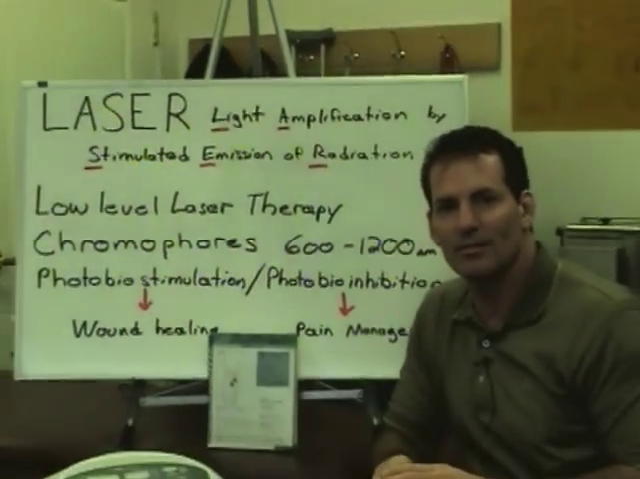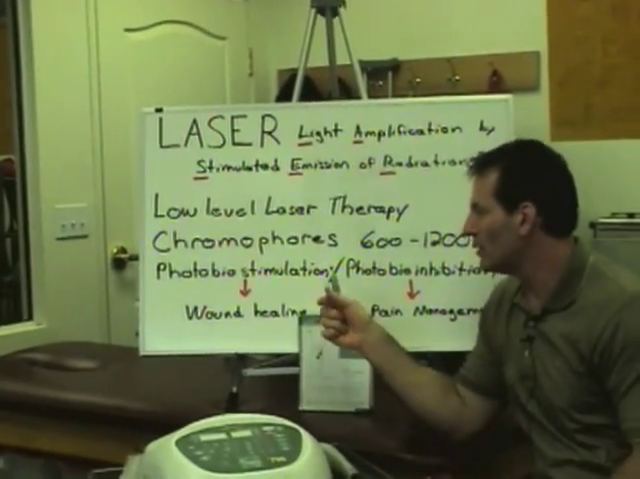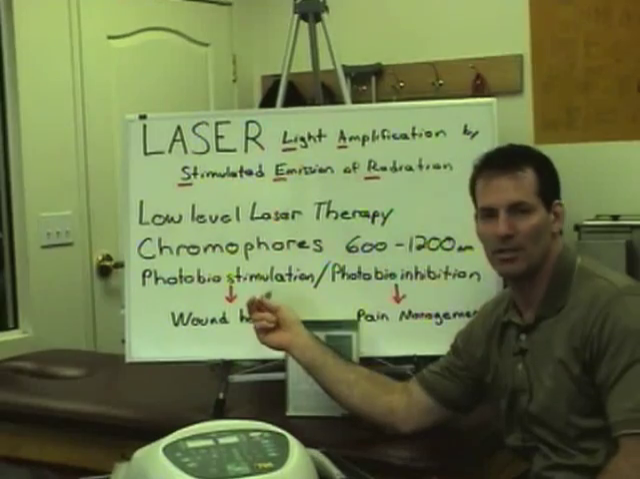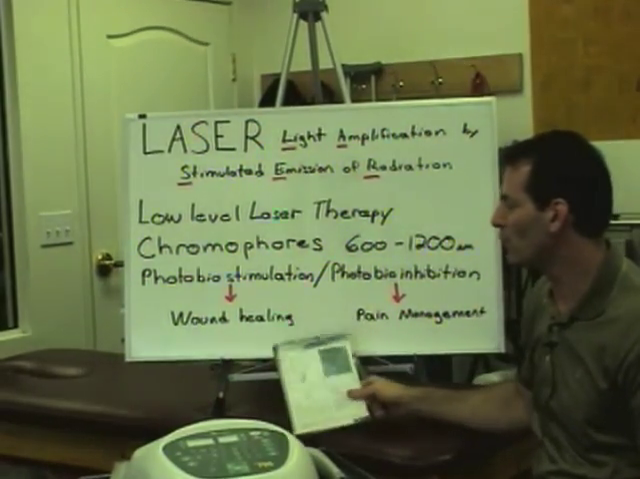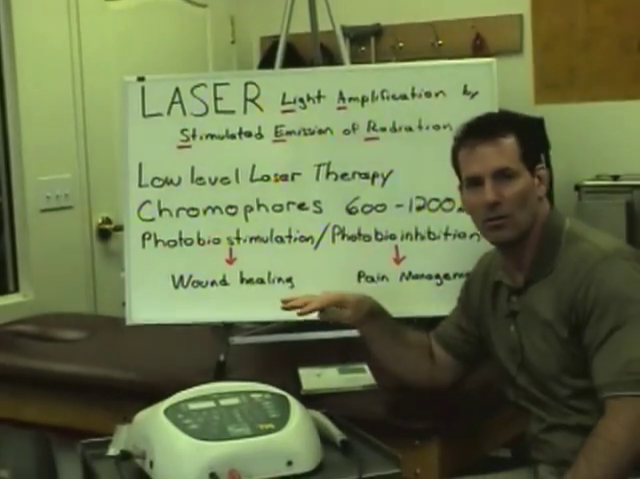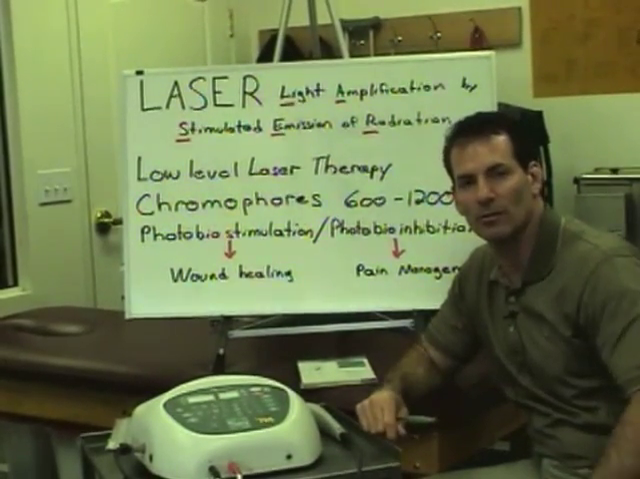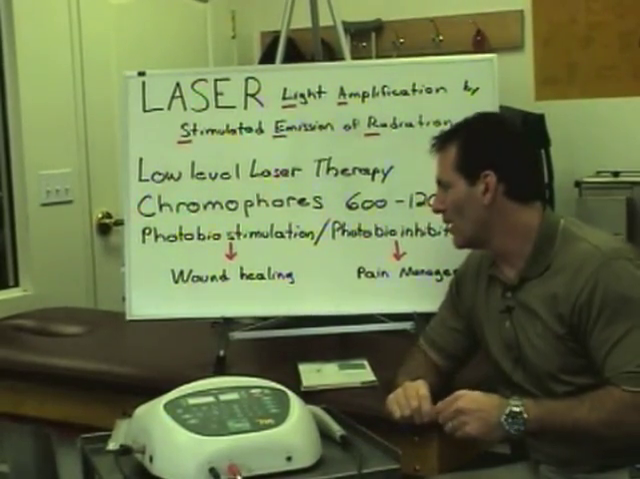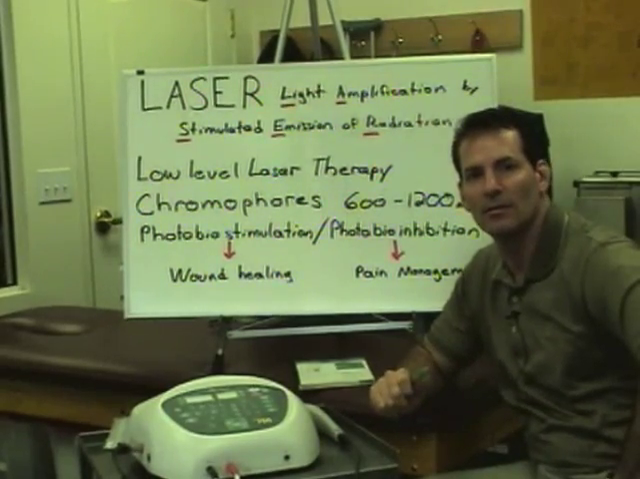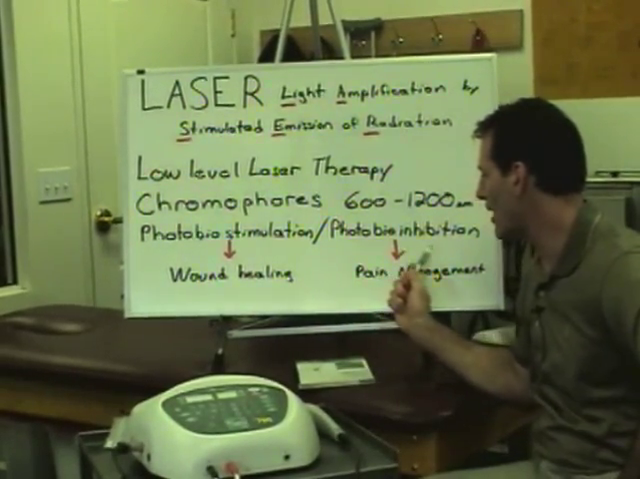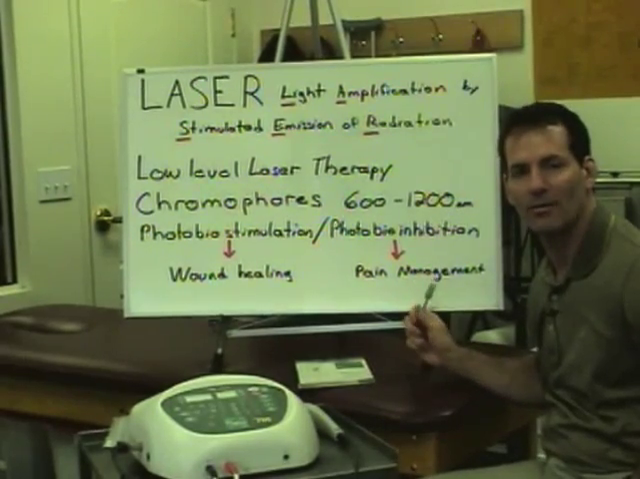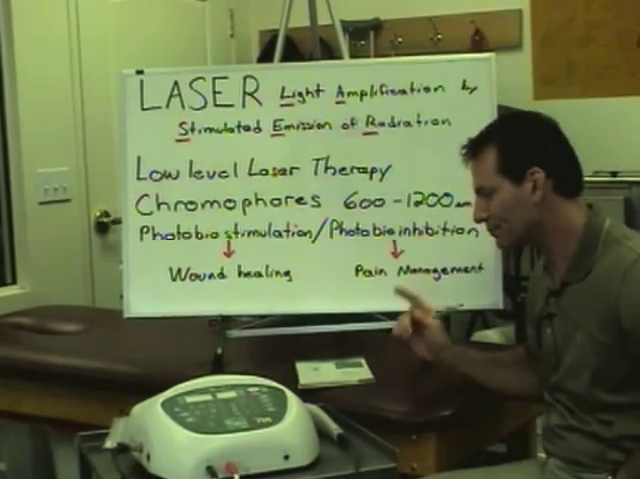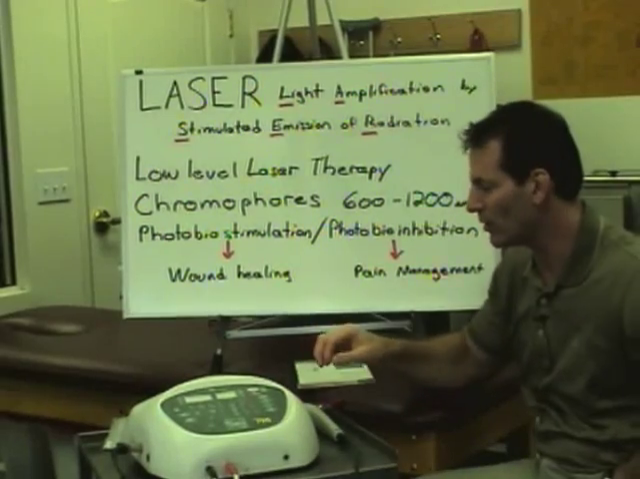Now the key with this is when we're going to stimulate the chromophores, we have photobiostimulation, and that is what we use for wound healing. So that's the lower end power sources or the lower end kind of intensities. We also have photobioinhibition, which is the higher end, more intense, and that's more for pain management. Let me just show you how this might work.